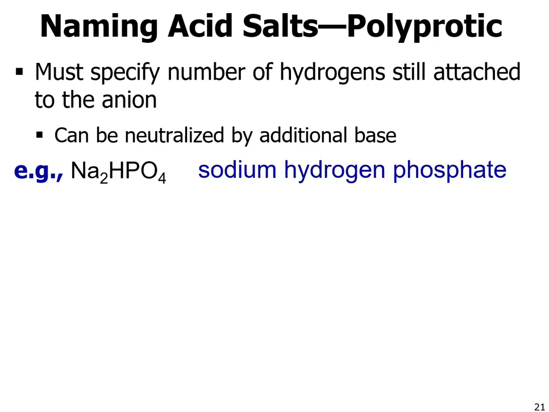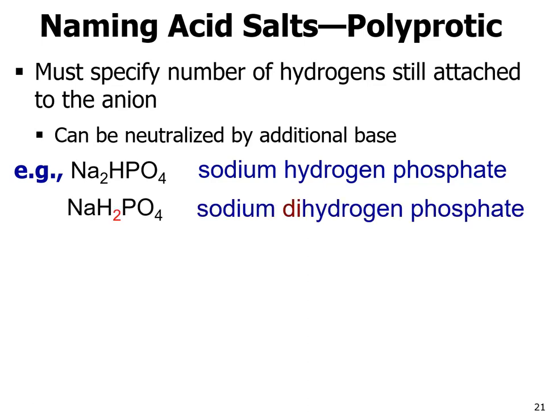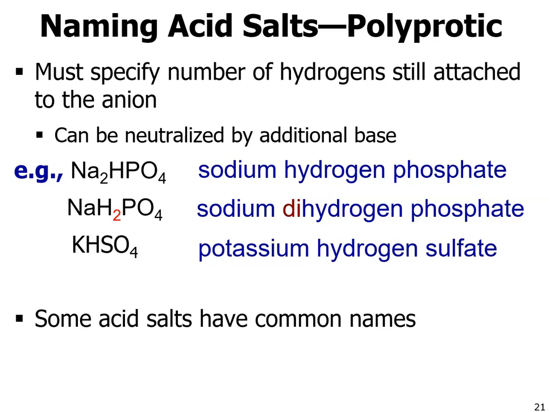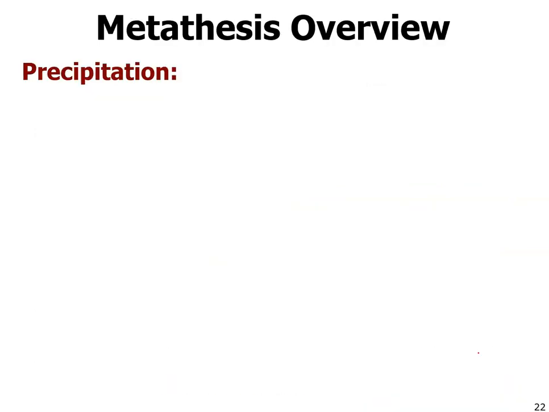So this one's sodium hydrogen phosphate, or otherwise, if you have sodium dihydrogen phosphate, there would be 2 hydrogens. This is an example of potassium hydrogen sulfate. If you're going to have 2 of those, we have dihydrogen sulfate. Some of these have common names, like sodium hydrogen carbonate, otherwise known as bicarbonate or baking soda.